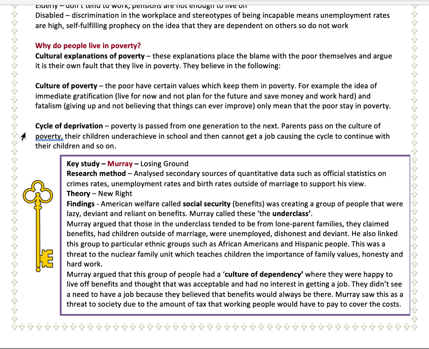So people have certain values that keep them in poverty. Those are immediate gratification, so not working hard for the future. It's just receiving your rewards instantly. As soon as you receive your benefits, spending the money straight away, not saving it. And fatalism: accepting your fate, thinking you're always going to live in poverty and not doing anything to change it.